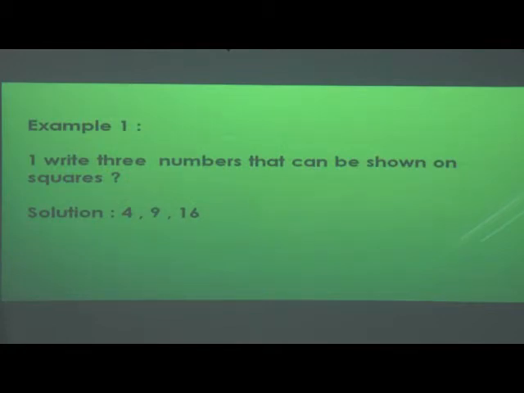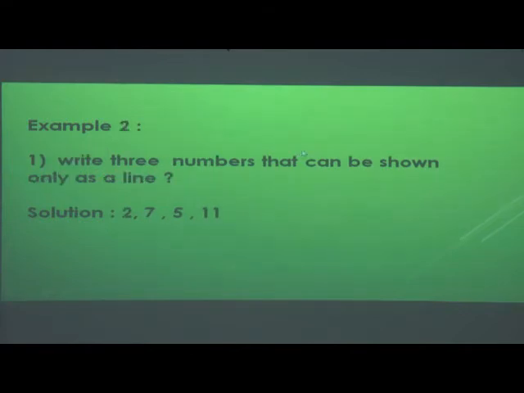Now let us see few examples. Write three numbers that can be shown on squares. Means we have to give few numbers that can be shown in the square representation. So those are 4, 9 and 16.